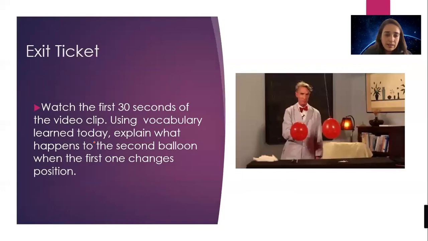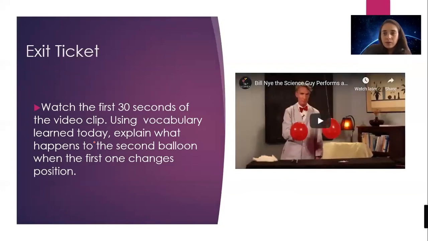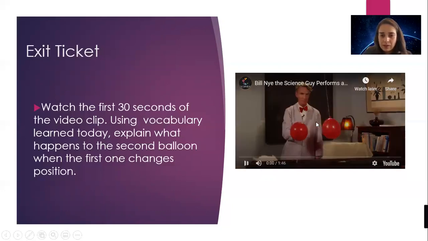All right, so for our exit ticket for today, we are going to watch a 30-second clip of Bill Nye, the Science Guy. Using the vocabulary you learned today, explain what happens to the second balloon when the first one changes position. You can see here already that Bill Nye has a balloon in his hand, and he's going to be moving it closer and further away from the other balloon. So again, using today's vocab, explain to us in your classwork document what is happening here. Let's watch Bill Nye.